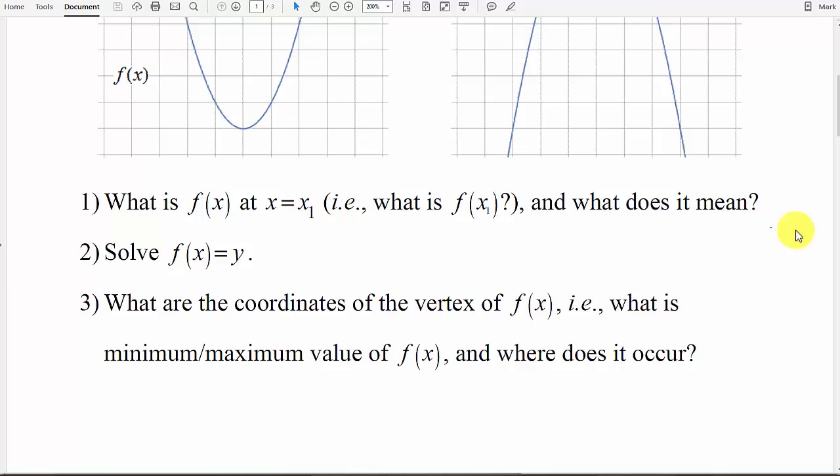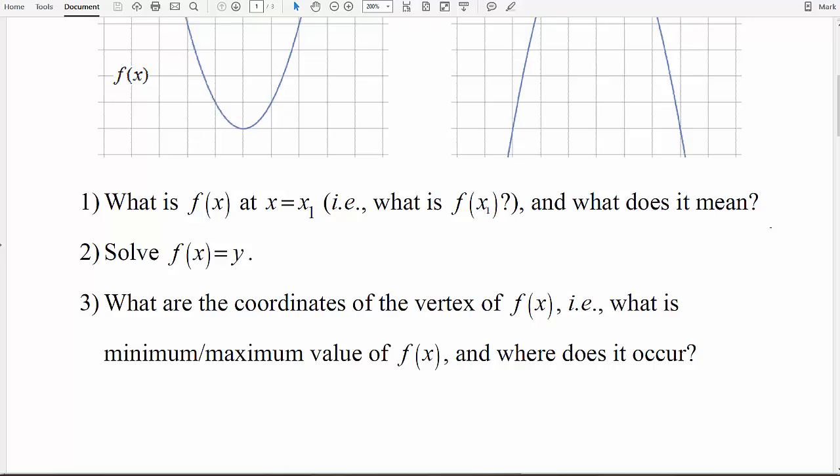And then regarding question 3, it says, what are the coordinates of the vertex of f of x? Well, that's another common question, but it's typically not asked in that way. It's usually asked in the context of the problem, where they ask for some maximum or minimum value depending on what the model is doing.